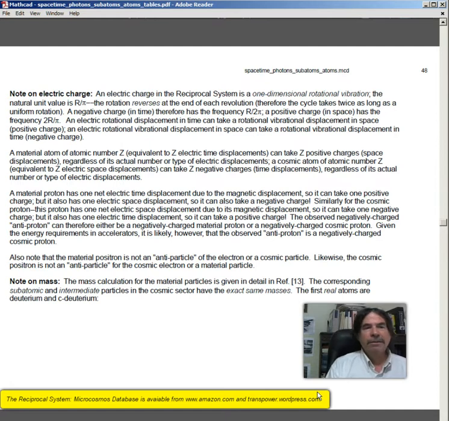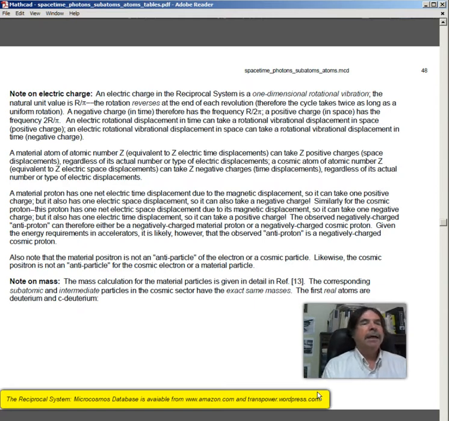An electric rotational displacement in time can take a rotational vibrational displacement in space, positive charge. An electric rotational vibrational displacement in space can take a rotational vibrational displacement in time, a negative charge. Let me just back up on that last sentence. I should say an electric rotational displacement in space can take a rotational vibrational displacement in time, negative charge.